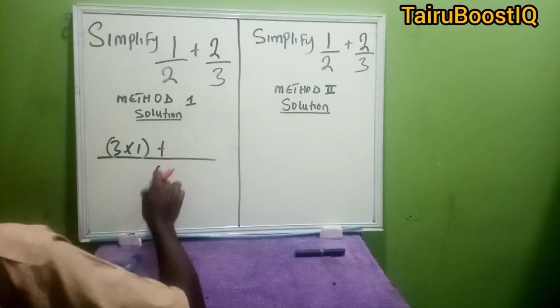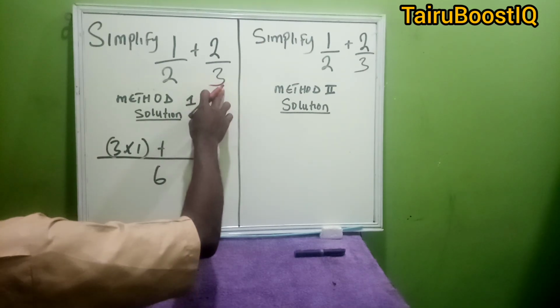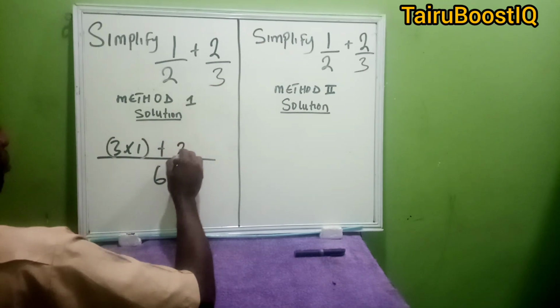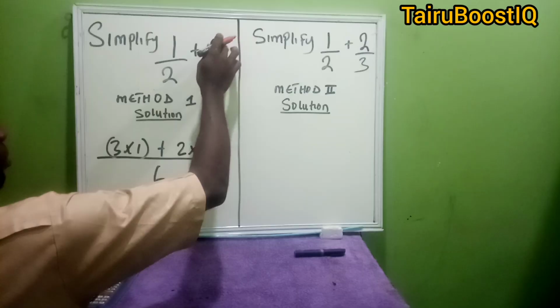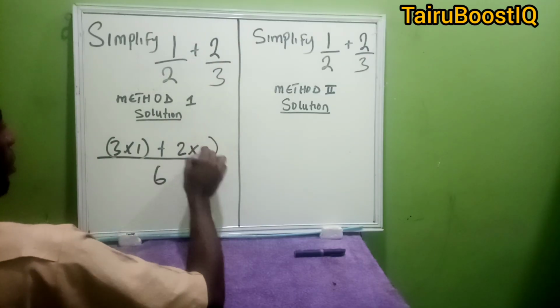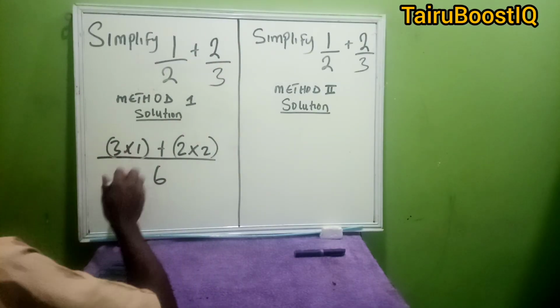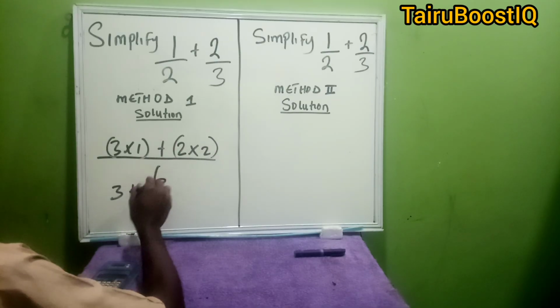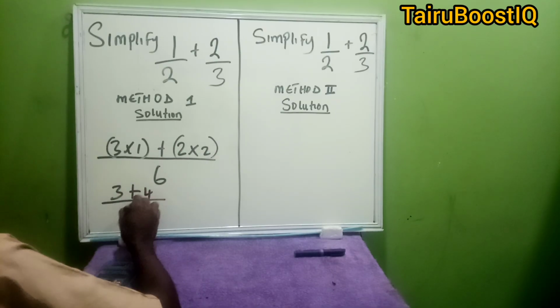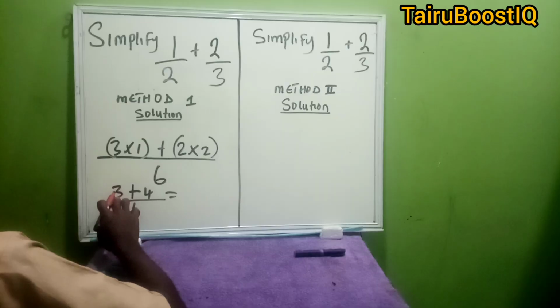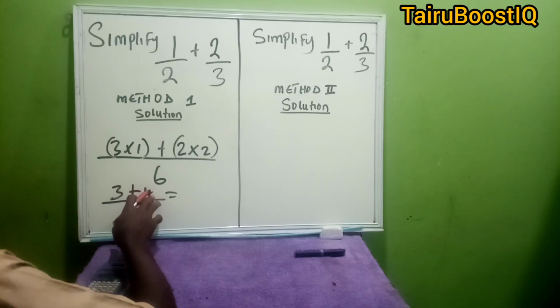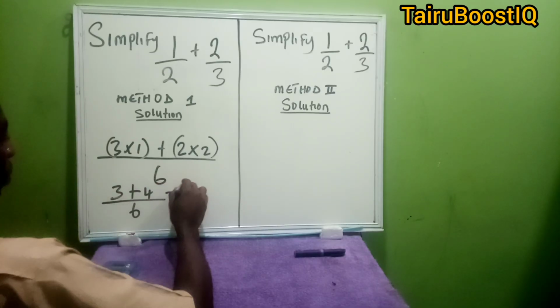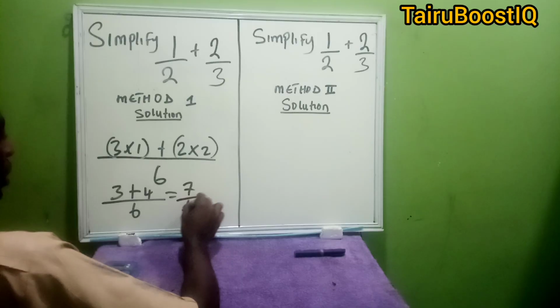We now say plus 6 divided by what? 3 will give us 2. Then we now times that 2 by the number at the top. Alright? So now 3 times 1 will give us 3, plus 2 times 2 will give us 4. Then everything all over 6. We now say what? 3 plus 4 will give us 7 over 6.